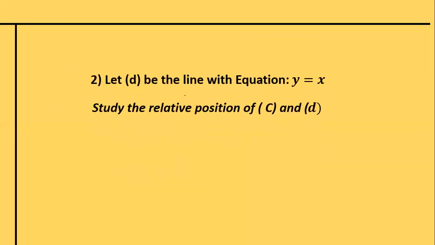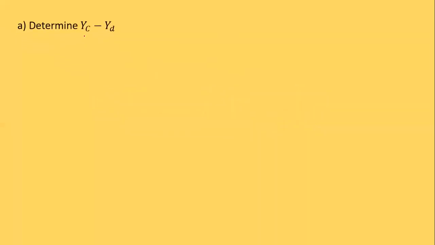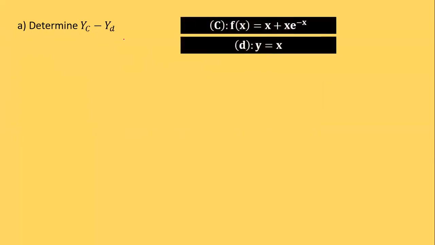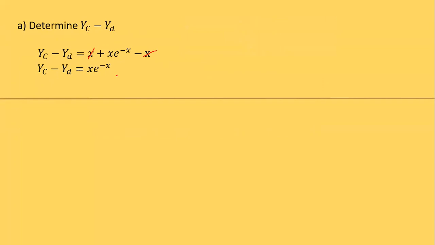Let D be the line with equation y equal x. Study the relative position of C and D. In order to study the relative position between a curve and a straight line, first step, I have to find y of C minus y of D. Y of C given and y of D given. X minus x will cancel each other. YC minus YD equal x e to the power minus x.